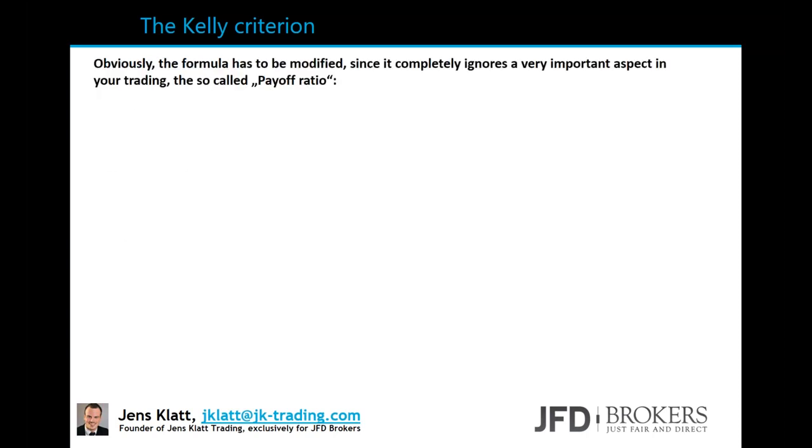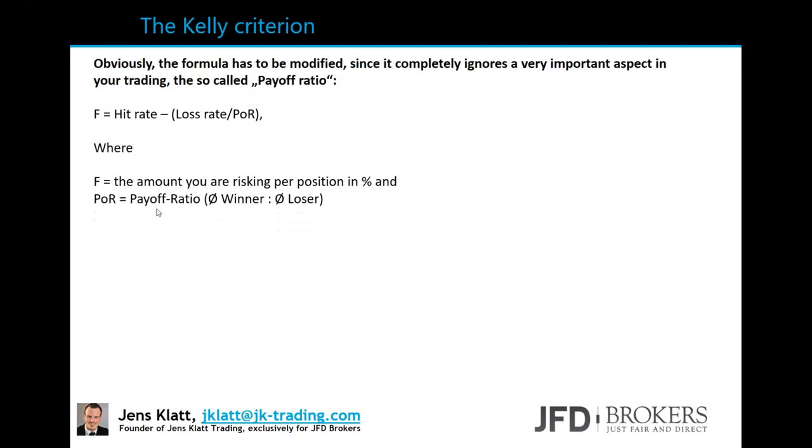And obviously the formula has to be modified, since it completely ignores a very important aspect in your trading, the so-called payoff ratio. This is written down here as POR. So you have the hit rate minus the loss rate divided by the payoff ratio. And F is the amount you're risking per position in percent, and POR, payoff ratio, is average winner through average loser.